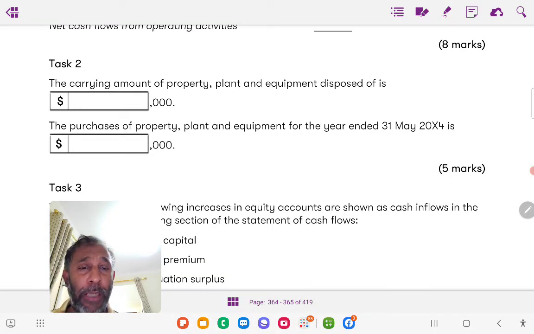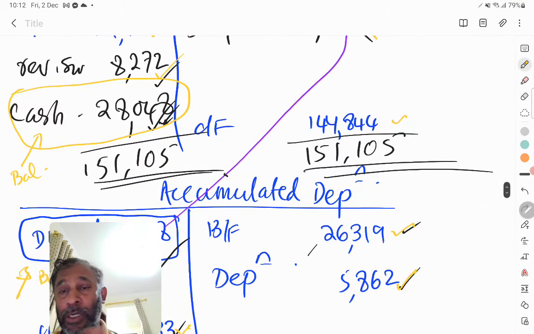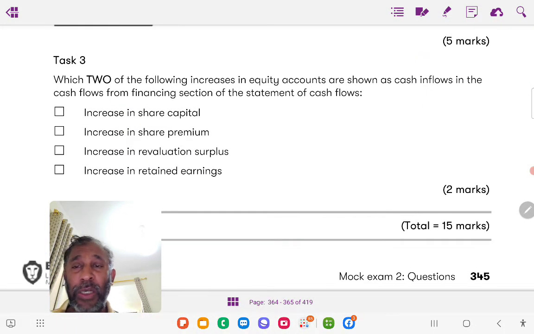The purchase of property, plant and equipment for the year ended 31st May 2014: you have it from this account, 28,048. That is straightforward. Then, which two of the following increases in equity accounts are shown as cash inflows in cash flows from financing section of the statement of cash flows? Increase in share capital, yes, that's the answer. Increase in share premium, yes, that's also the answer. The last two answers are incorrect. So accordingly, this is the complete answer for this particular question.